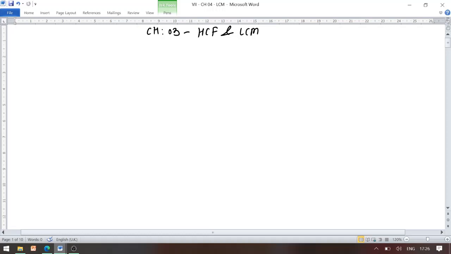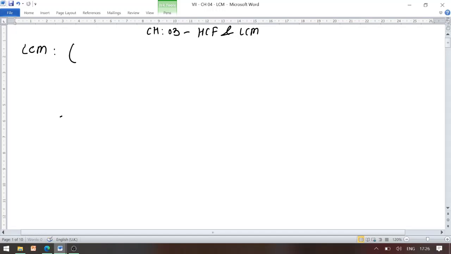In the last lecture we saw how to evaluate the HCF of the given two numbers or three numbers. In this lecture we are going to discuss how to find the LCM of the given two numbers or three numbers. So first of all, try to understand what is meant by LCM.